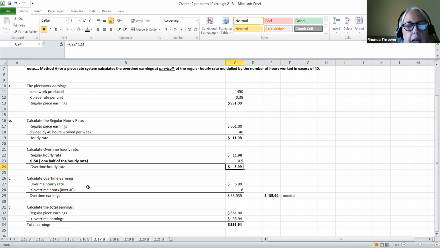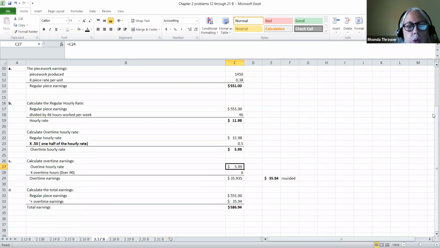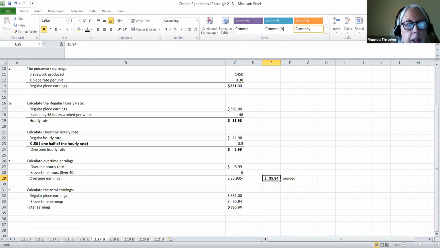They also want you to calculate the overtime earnings. So to do this, we're going to take our overtime hourly rate that we just calculated, and multiply that by the overtime hours over 40. Since this person worked 46 hours, then 6 hours is our overtime hours. We're going to multiply that by the overtime rate, and that will give us $35.94 rounded. Remember, you carry it out 3 places and round it back to 2, according to our instructions for this class.